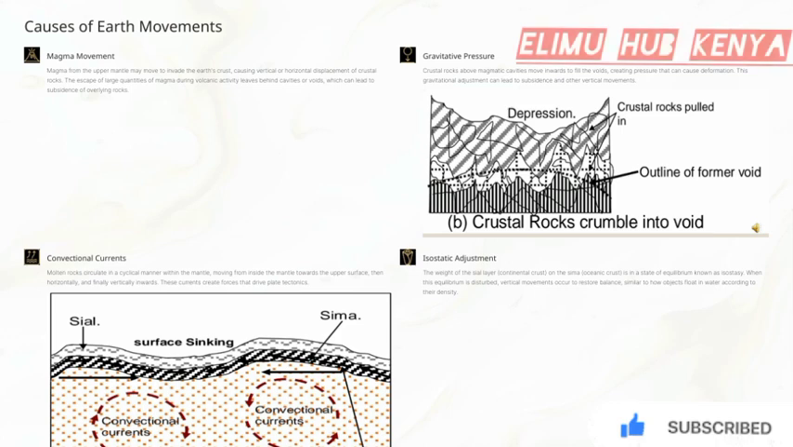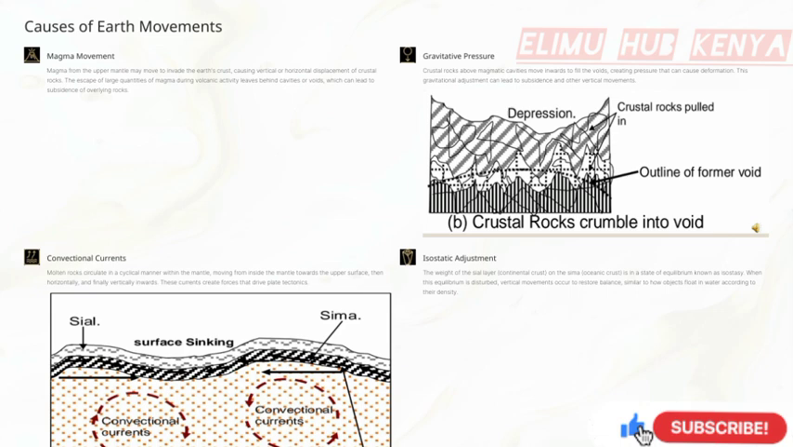Let's explore the causes of Earth movements, starting with magma movement. Magma from the upper mantle can move upward and invade the Earth's crust, which can cause the crustal rocks to shift either vertically or horizontally. When large amounts of magma escape during volcanic activity, it leaves behind cavities or voids. These voids can result in the subsidence or sinking of the rocks above.